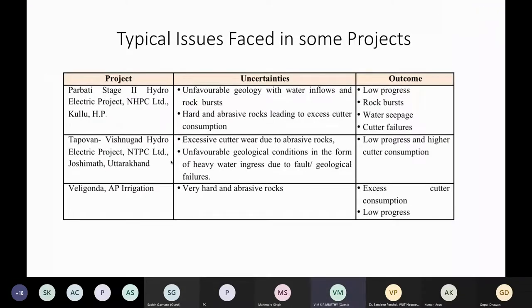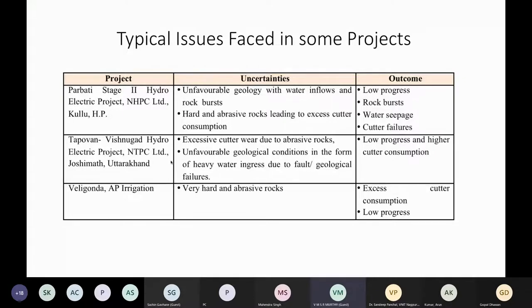I just want to draw your attention to recent ongoing projects. You can see one of them is the Parvati Stage 2 hydroelectric project. I think most of you are aware of this, and some of you are involved with these projects. Often the problems that we are finding are low progress, rock burst, water seepage and cutter failures.